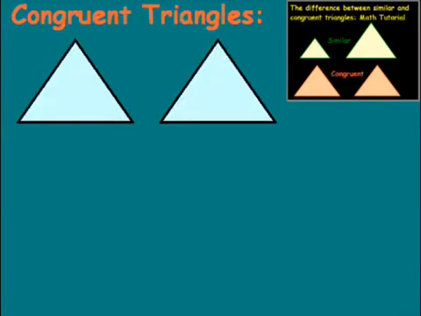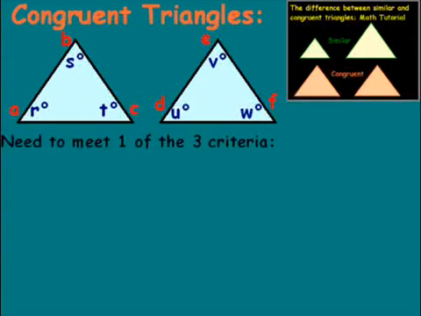Now we're going to cover what properties you need for congruent triangles, and what criteria you have to meet as well. I've drawn two congruent triangles here. I've got points A, B, and C, and D, E, F that are all in red. And in blue, I've got angles R, S, T, and angles U, V, W. Now, for a triangle to be congruent, it needs to meet any one of the following three criteria.